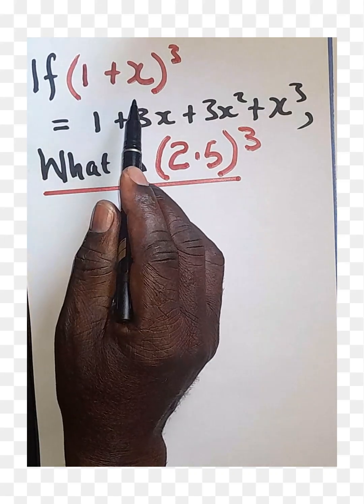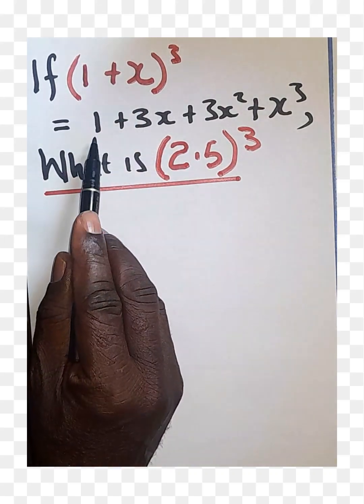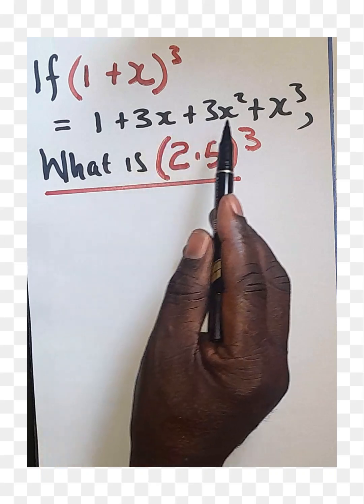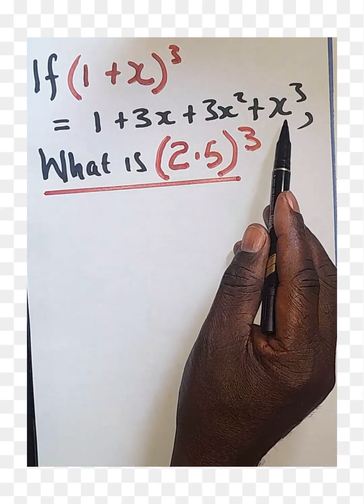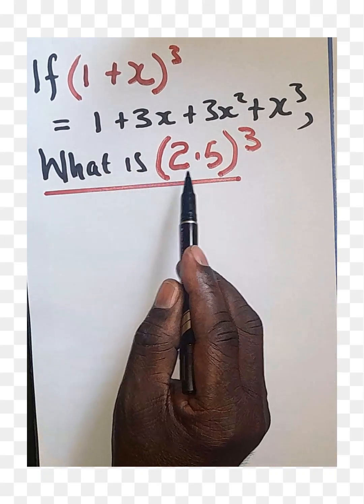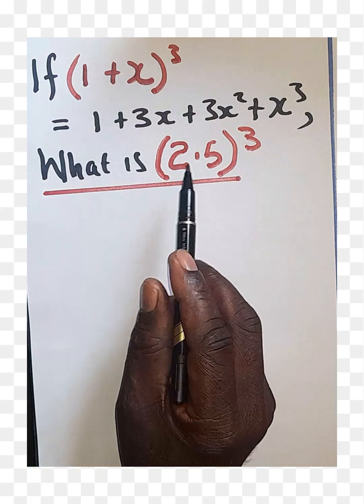If (1 + x)³ is equal to 1 + 3x + 3x² + x³, what is 2.5 raised to the power 3?